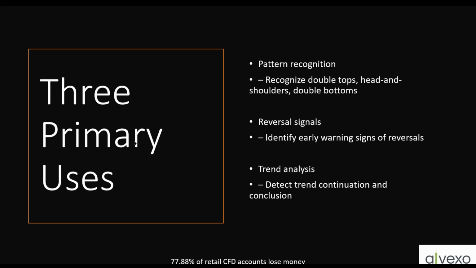It also gives us reversal signals. It helps us identify when the trend is in trouble, and this is crucial. And then it also gives us trend analysis. It helps us detect whether we're looking at a continuation or a conclusion, a retracement or a reversal.